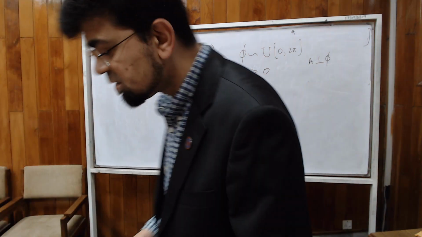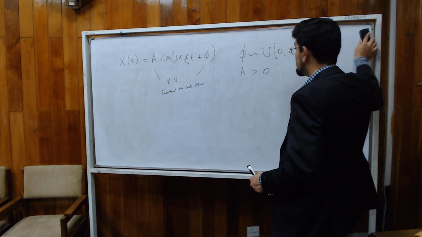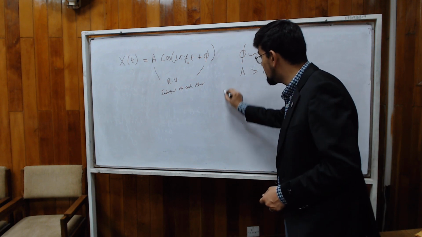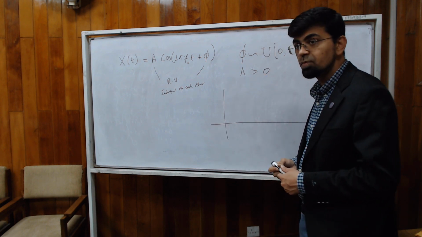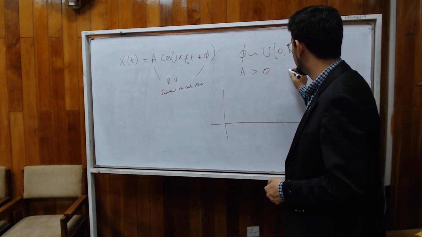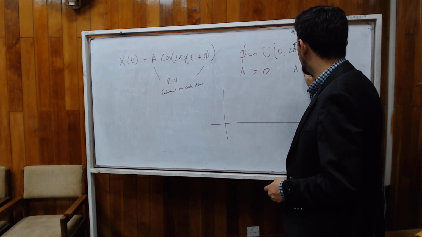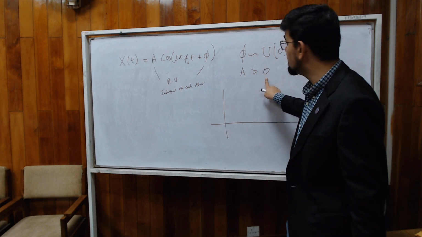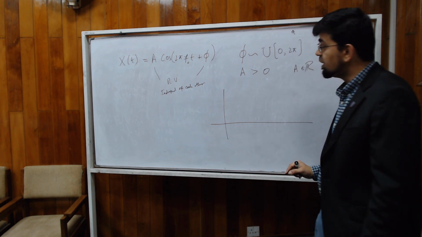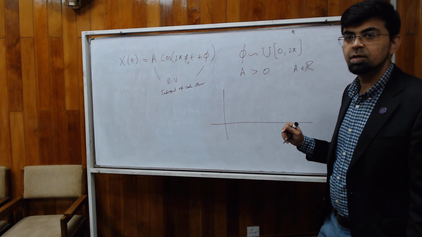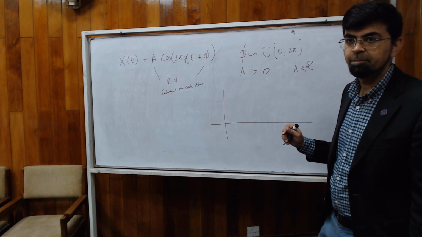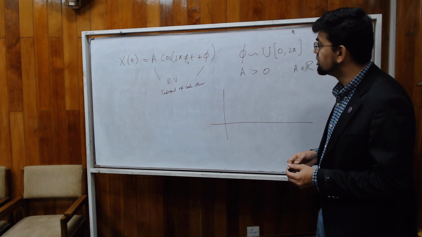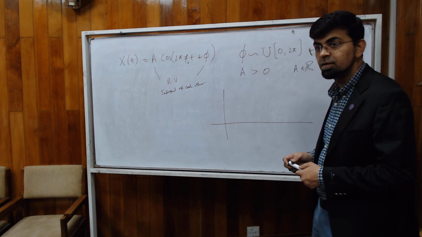Now, what do you think? Firstly, what does this process really look like? What do its realizations look like? Each realization is a sinusoid. That's clear. But how many? I would say A is a continuous random variable. A is greater than or equal to 0, so it takes positive real numbers. So how many realizations does it have? Infinite.